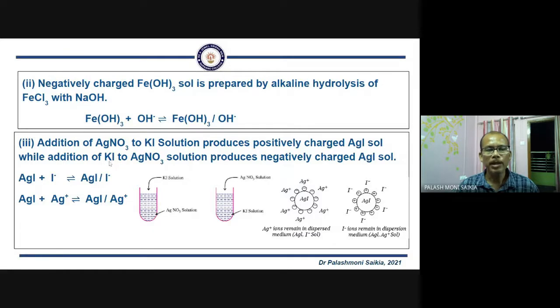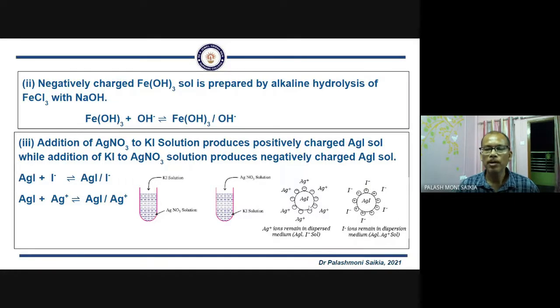But if you add KI to silver nitrate, AgI will be formed in silver nitrate, because now the solution is silver nitrate. So in silver nitrate, AgI and silver nitrate have common Ag+ ion, and Ag+ ion is absorbed. So basically, whether by adding KI to silver nitrate or silver nitrate to KI, we are getting positive and negative sol.